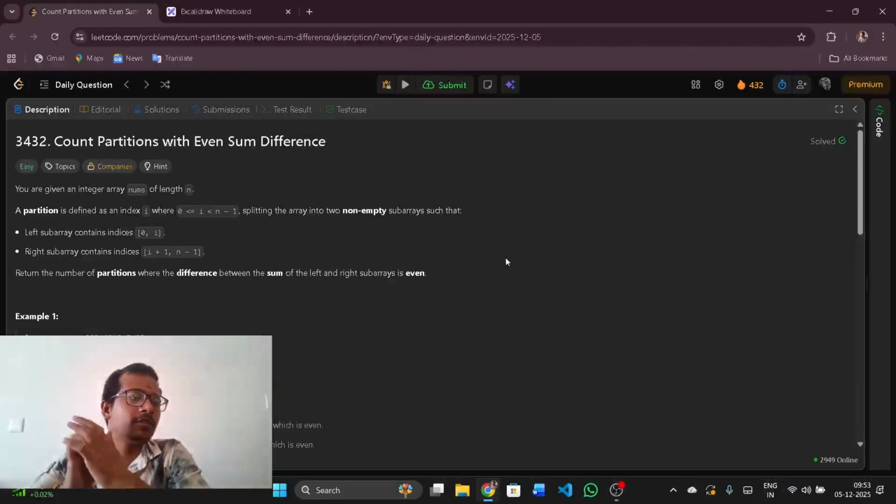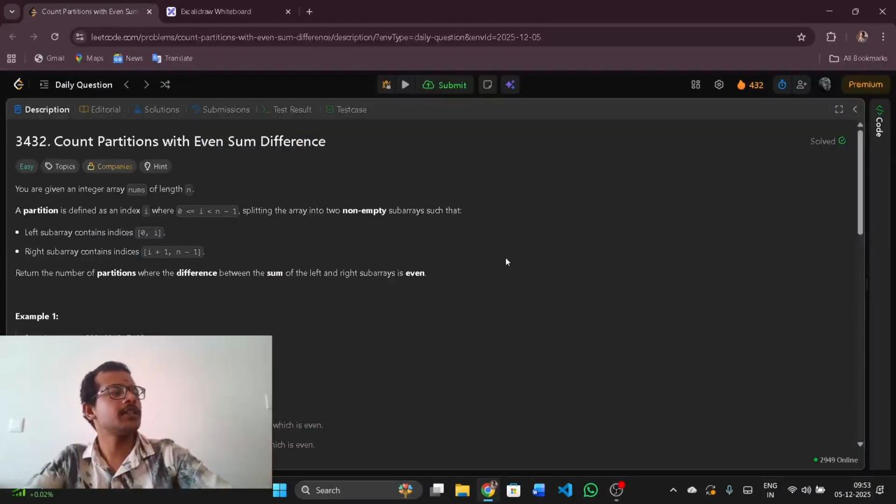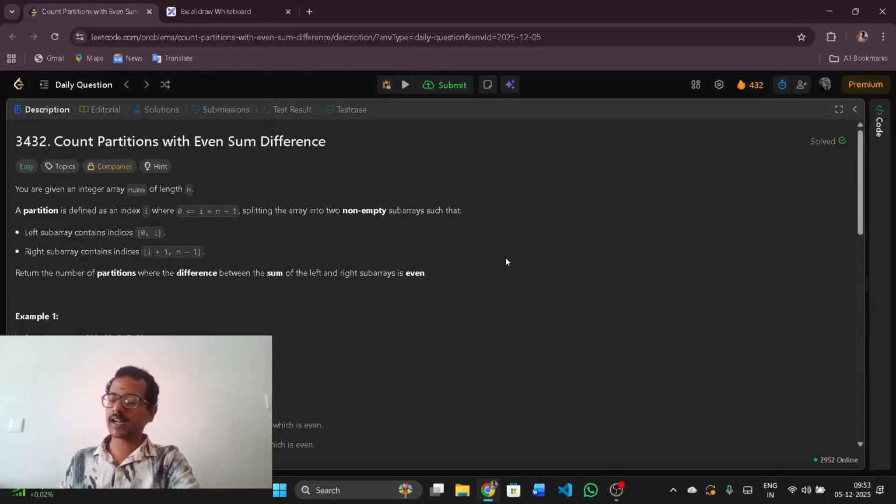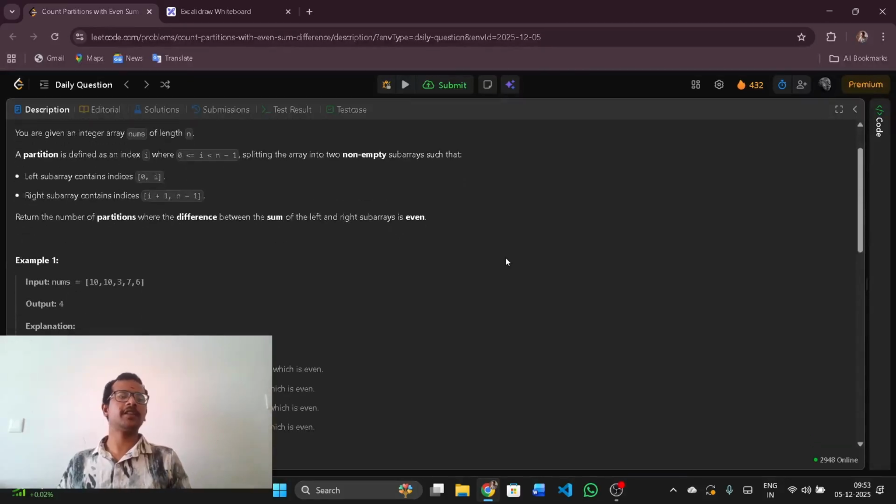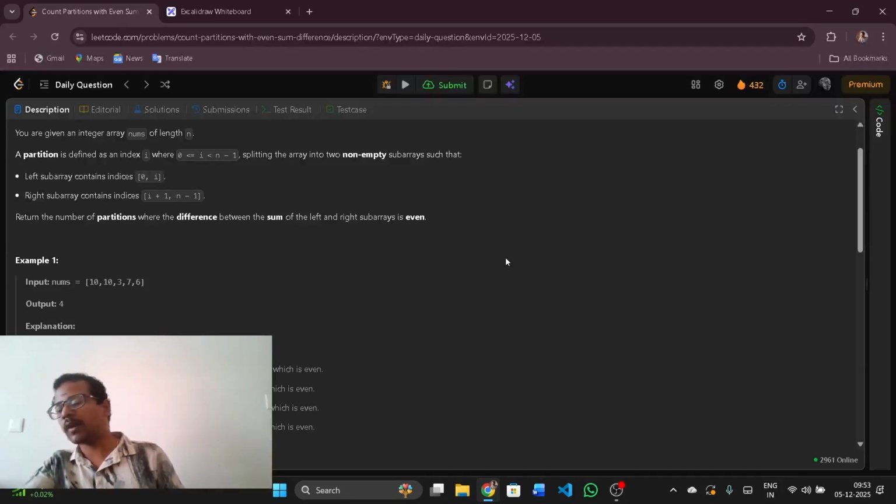Let us understand how we can solve this problem: Count partitions with even sum difference. We are given an integer array nums of length n. A partition is defined as an index i where 0 is less than or equal to i, which is less than n minus 1. Now splitting the array into two non-empty subarrays such that the left subarray contains from 0 to i inclusively, and the right subarray contains i plus 1 to n minus 1.